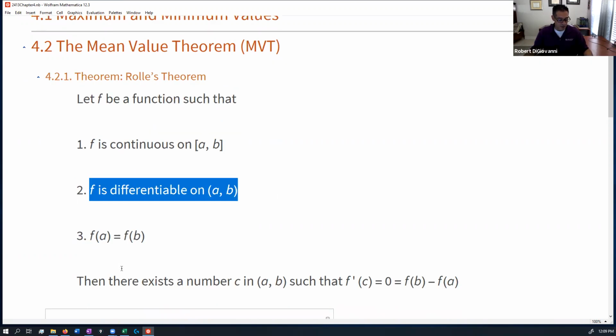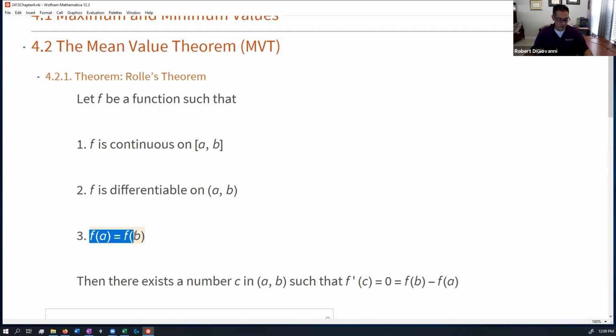And the last condition is that we need f of a equals f of b. That just means that the value of the function at the first endpoint is equal to the value of the function at the second endpoint. Those two points are at the same height.